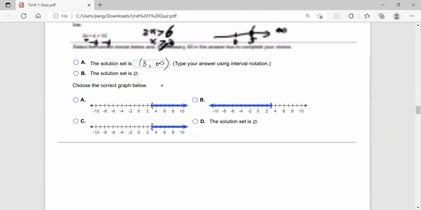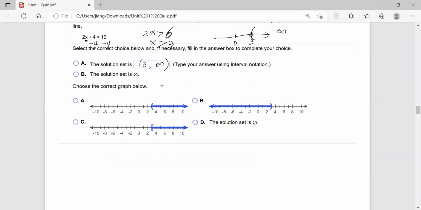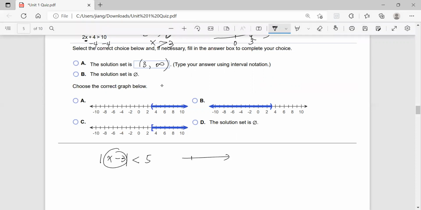Okay, that's the last question. Let's practice one more. If I have the absolute value of x minus 3 is less than 5. So find the absolute value of x minus 3 less than 5. That means the distance of all of this must be bounded by -5 and +5.